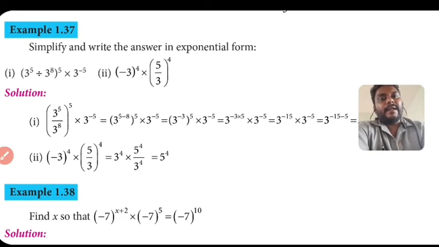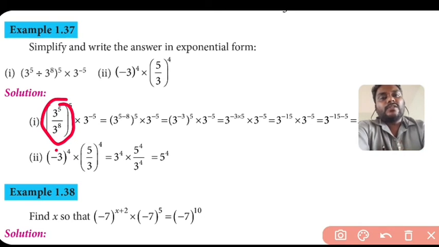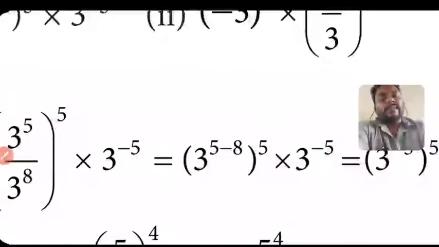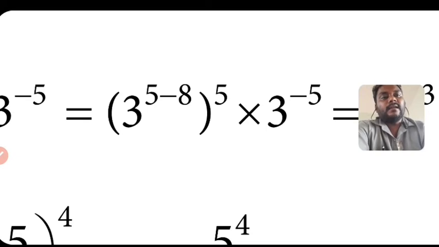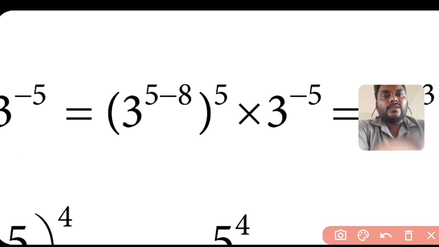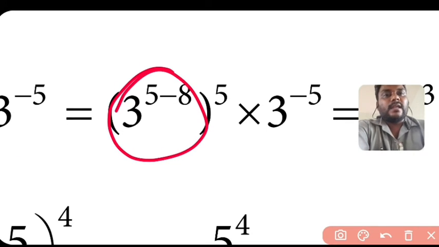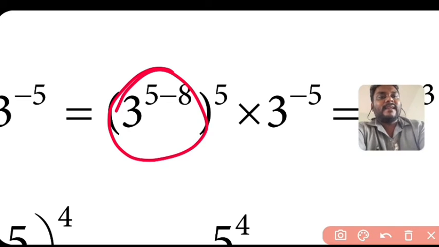Okay, I repeat: (3 power 5 by 3 power 8) whole power 5 into 3 power minus 5. Here I use the quotient law: a power m by a power n equals a power m minus n. So it becomes (3 power 5 minus 8) whole power 5 into 3 power minus 5.